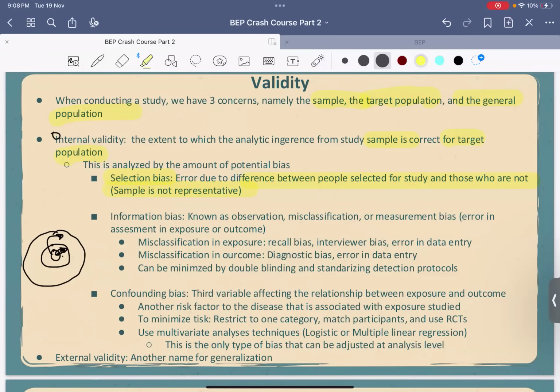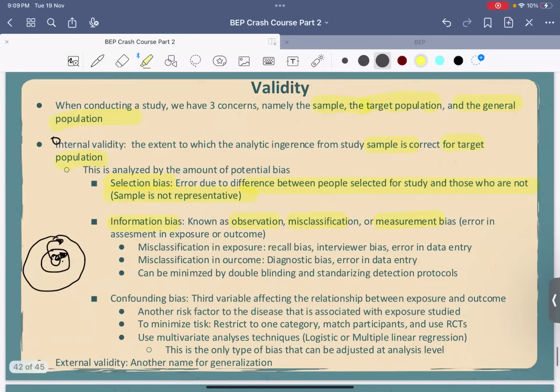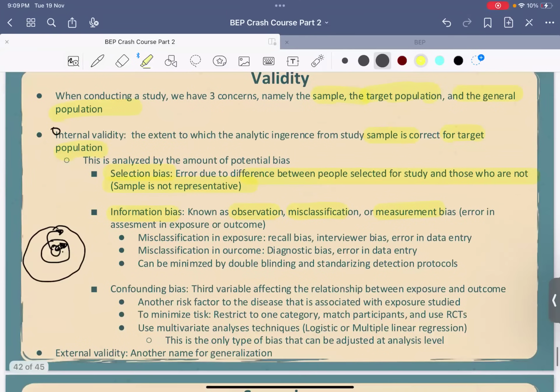The second type of bias is information bias, which is known as observation, misclassification, measurement biases, okay? And this is basically an error in the assessment of either exposure or the outcome. So I might take someone that I think has the exposure and they don't, by mistake. And I might think someone had the outcome and they didn't. Maybe they told me they had the outcome and they didn't. They're lying. Maybe they forgot. This is all type of information bias. And so we have different types of information bias. We have misclassification in exposure.